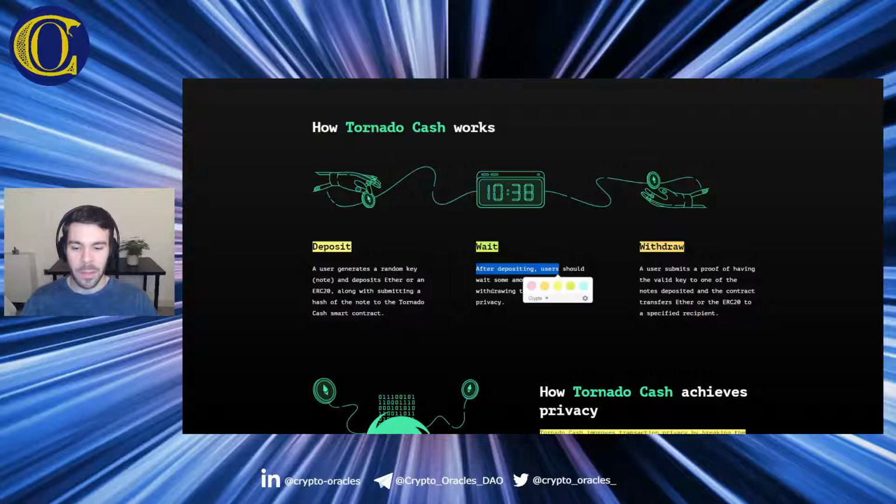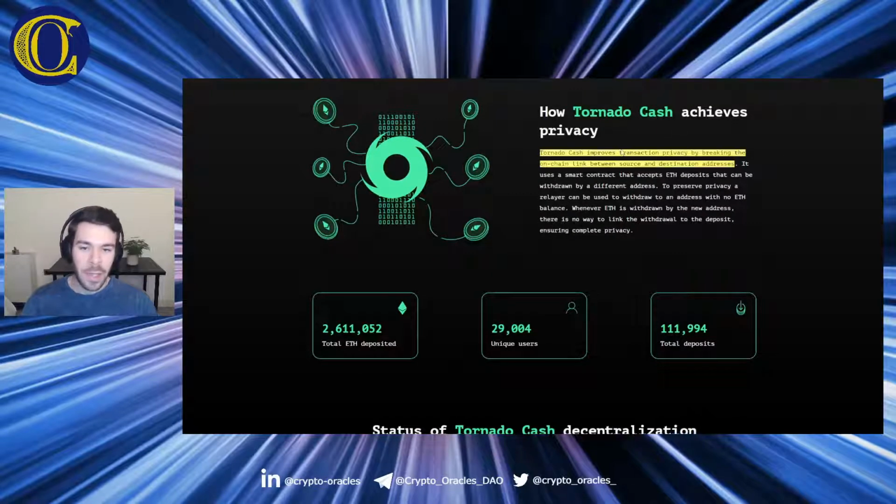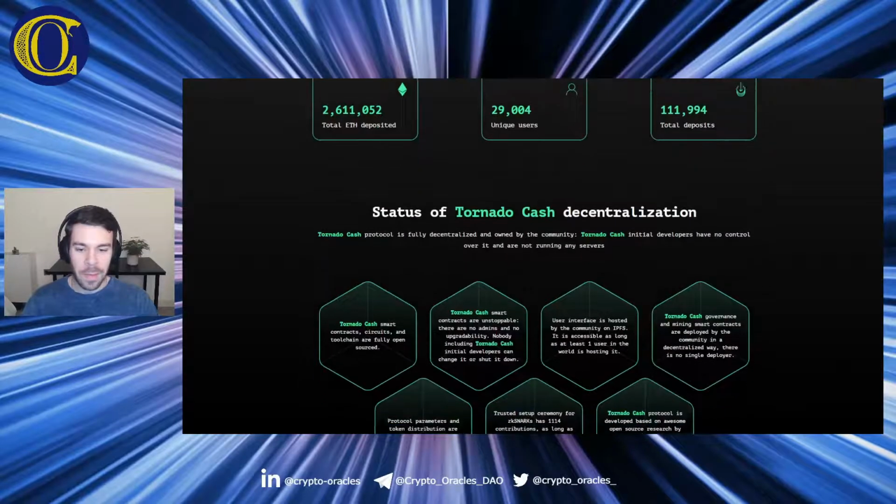After depositing, the user should wait some amount of time. The longer you wait, the more private your transaction will be. And on the other end, you can withdraw by submitting a proof of having a valid key to one of the notes that are deposited in the contract. So how does it achieve privacy? Well, Tornado Cash improves transaction privacy by breaking the on-chain link between the source and destination address. So definitely a really interesting project.